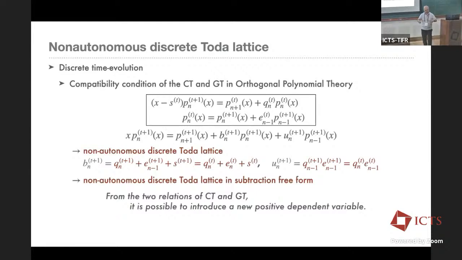And then, just to remind you, after taking the compatibility condition, we obtain this type of non-autonomous discrete Toda equation. Here, we pointed out that S_{t+1} and S_t are spectral transformations which, under some condition, can be taken freely. But in this expression, it's not so easy to apply the ultra-discrete limit, so we need some subtraction-free form of this discrete equation.